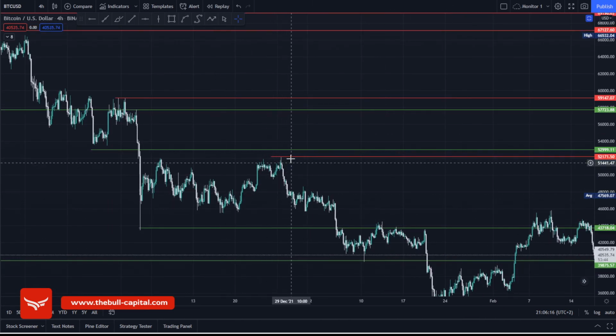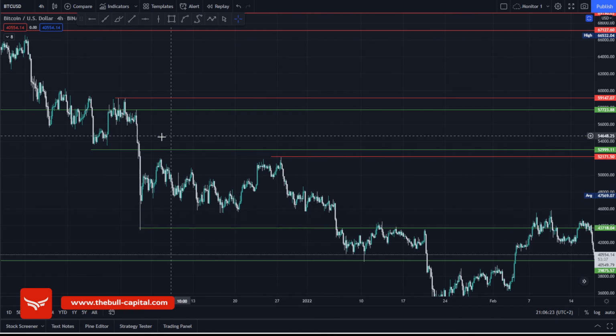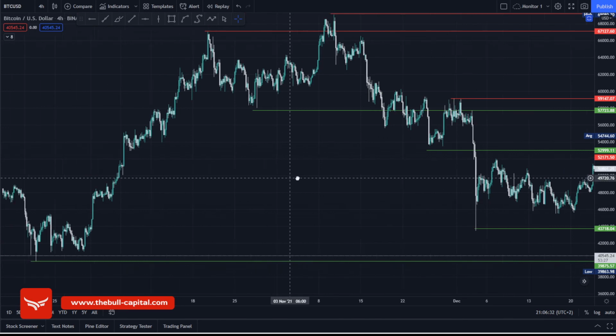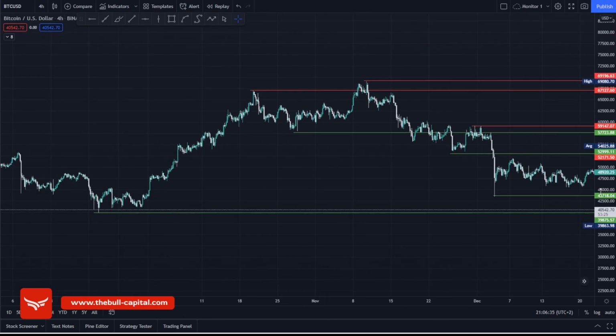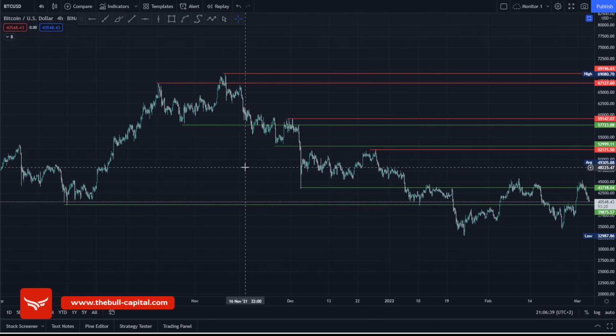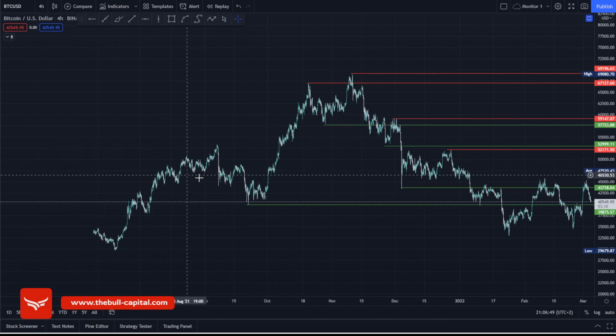The space between a support and a resistance is called a range. It's a range because the price is moving between these two levels. So these are the basics of levels and how to draw them.